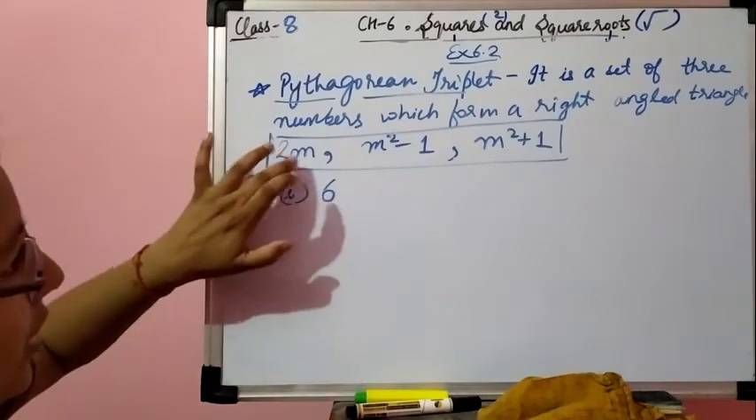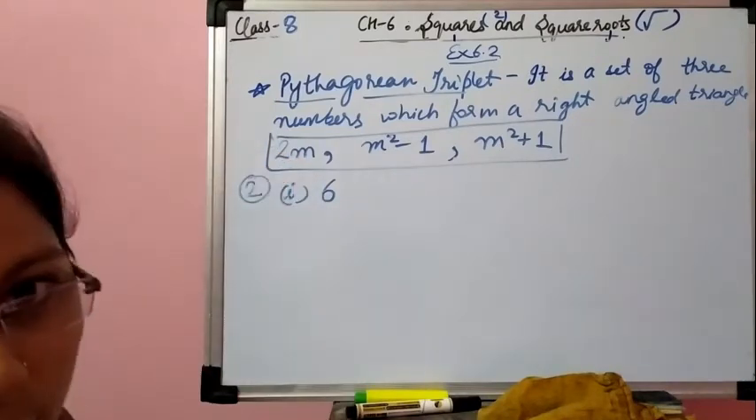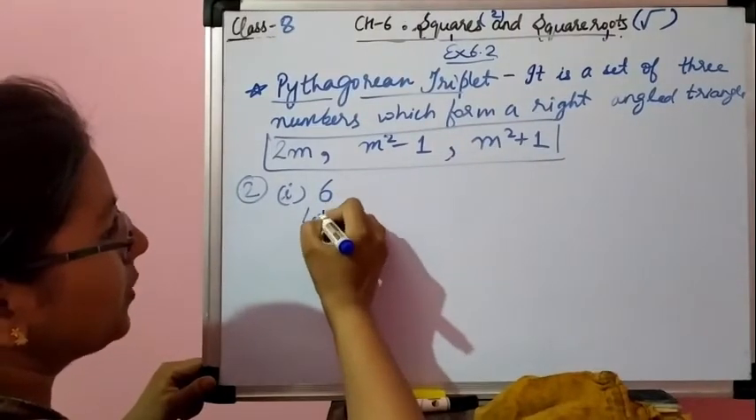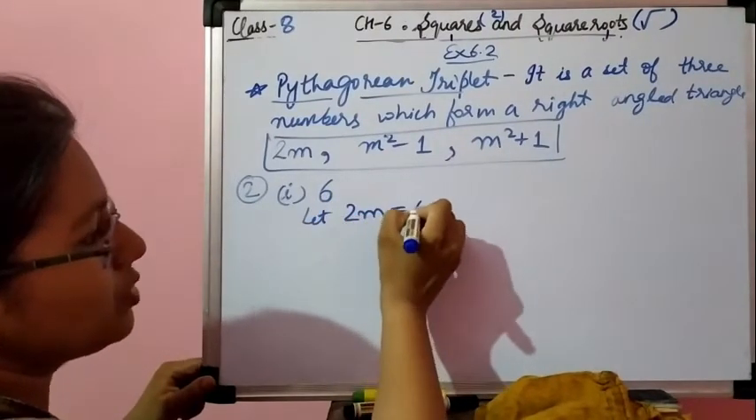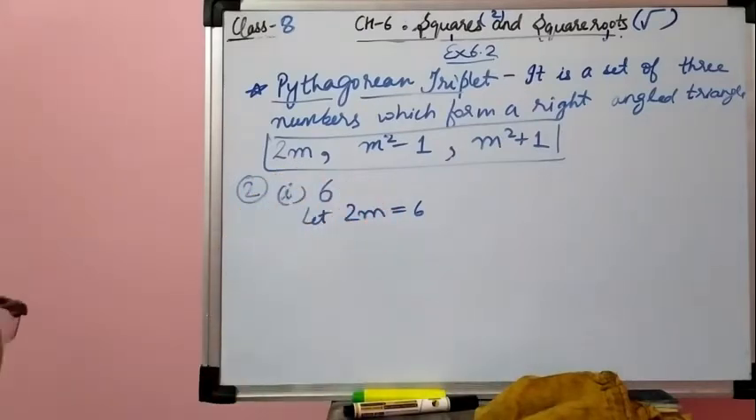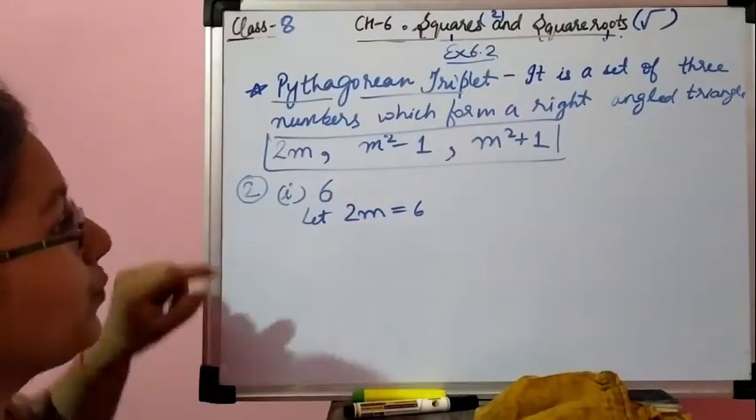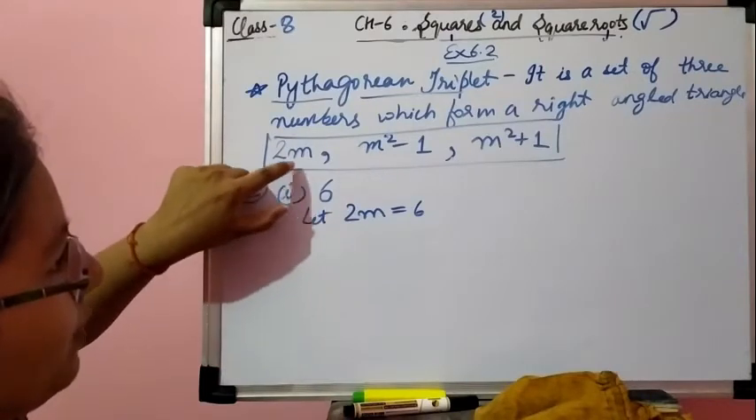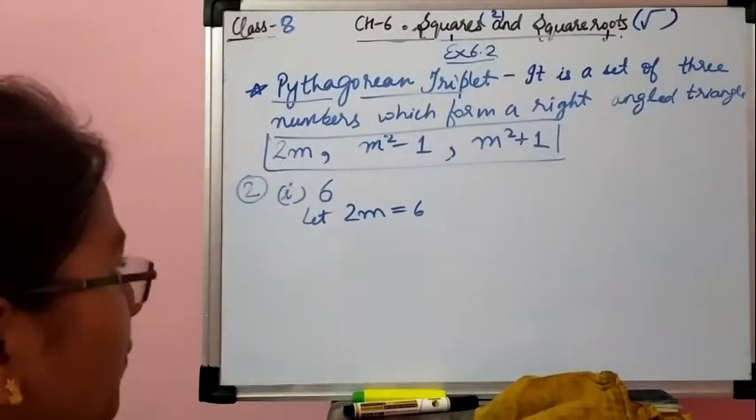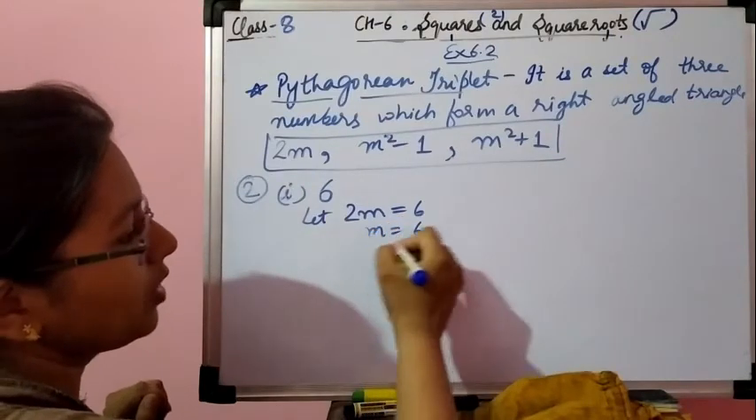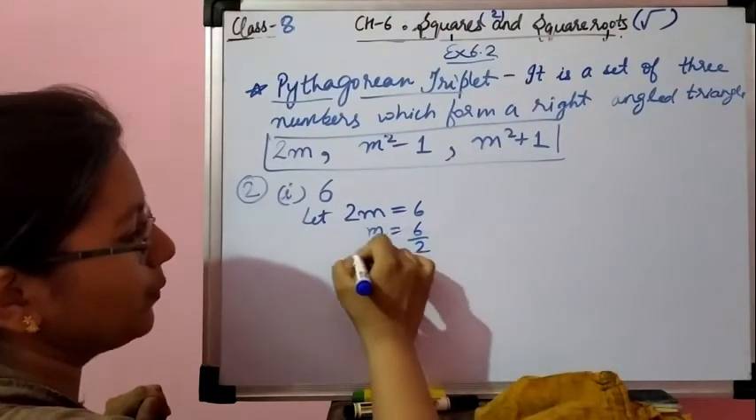Now you can easily say that 6 is equal to 2m. We can easily identify that let 2m is equal to 6. You have to do this oral calculation in your mind. If it is an even number, then most probably it will be adjusted with 2m. So m is equal to 6 upon 2. m is equal to 3.